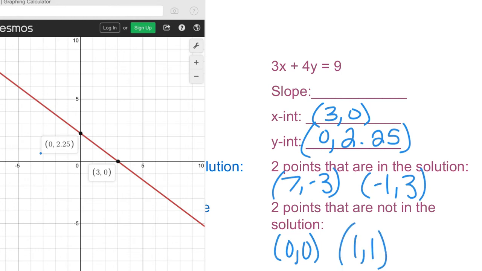But now we got to figure out the slope. If you don't have the ability to see the slope directly in your equation, you have to find the slope using 2 stop sign points. And you might remember this from last year.